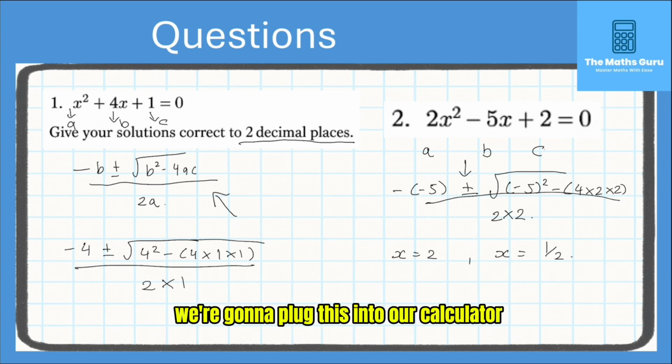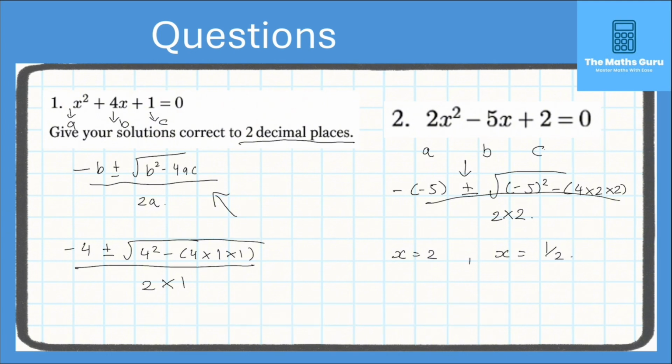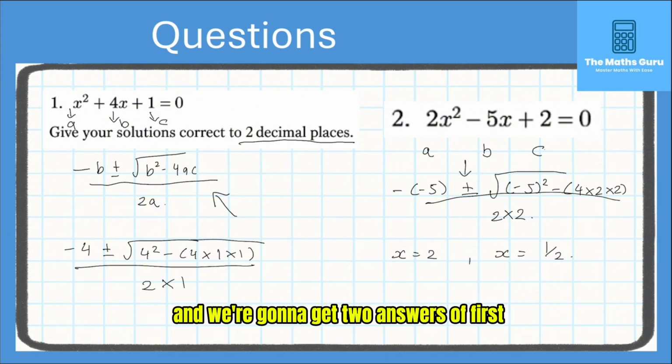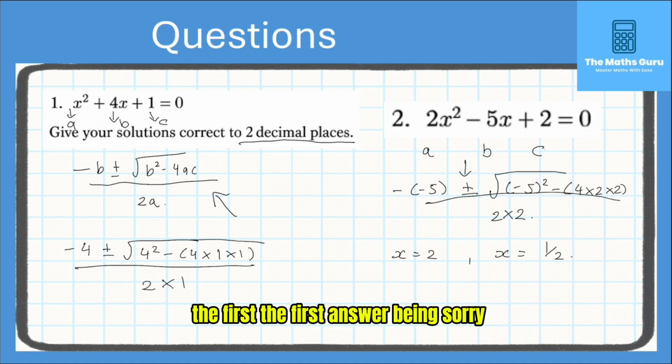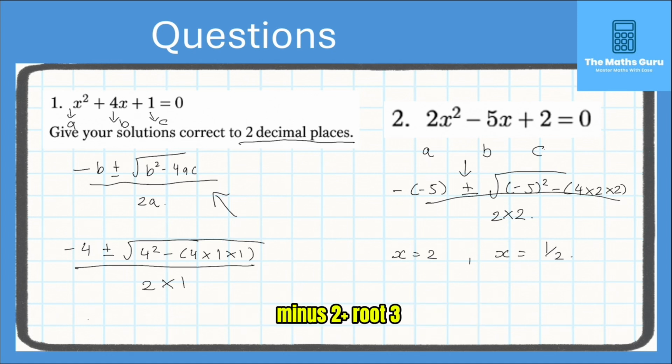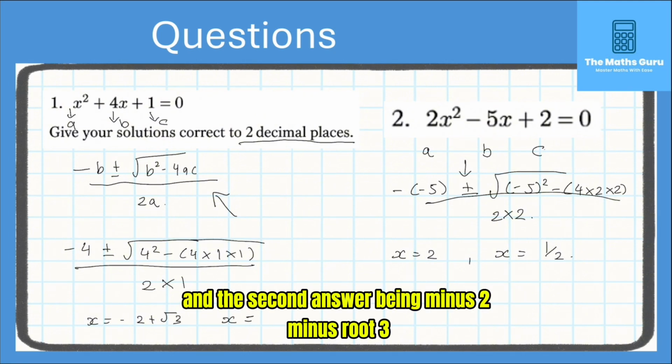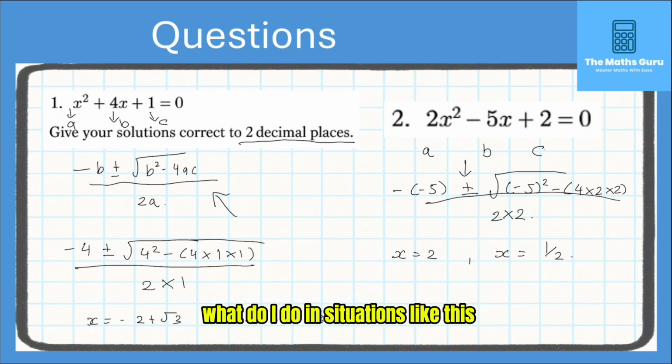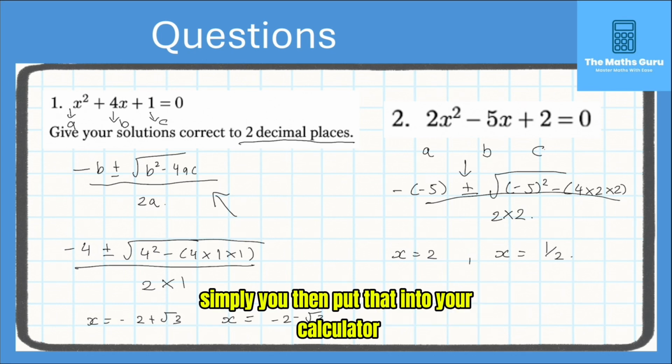Once again, we're going to plug this into our calculator, and we're going to get two answers, the first answer being minus 2 plus root 3, and the second answer being minus 2 minus root 3. Now you may be thinking, what do I do in situations like this? Simply, you then put that into your calculator.